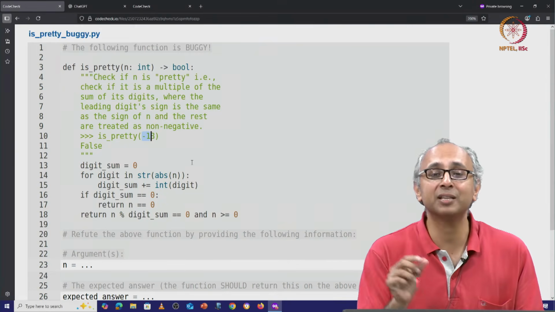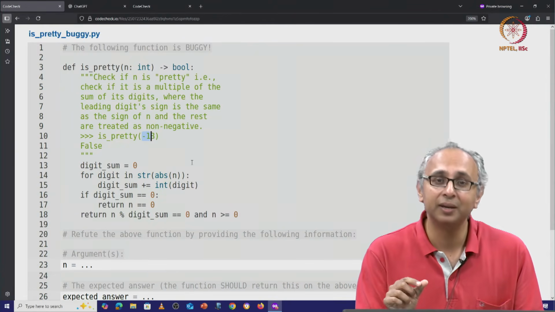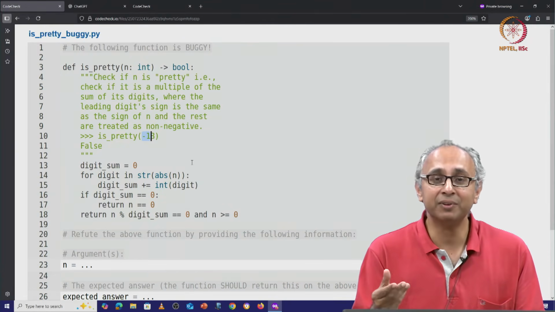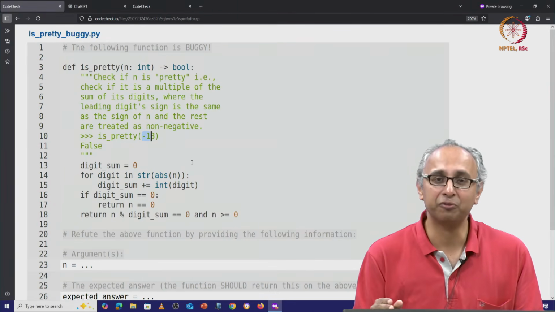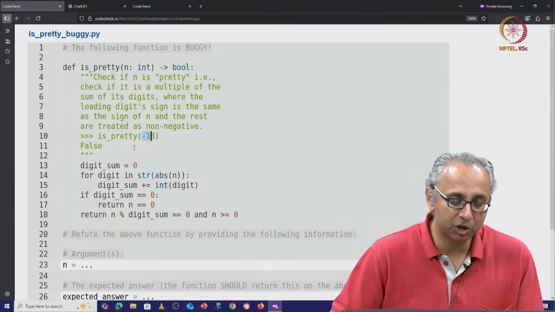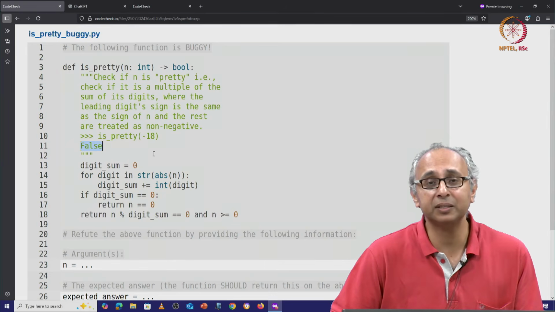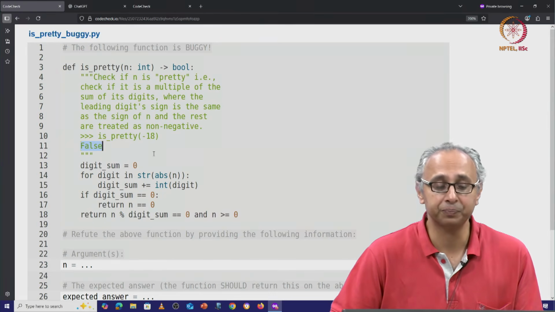So now what is the sum of these digits? Minus 1 and 8. Of course that is 7. And minus 18 is not a multiple of 7. This is why this doc test tells us that the expected answer is false.